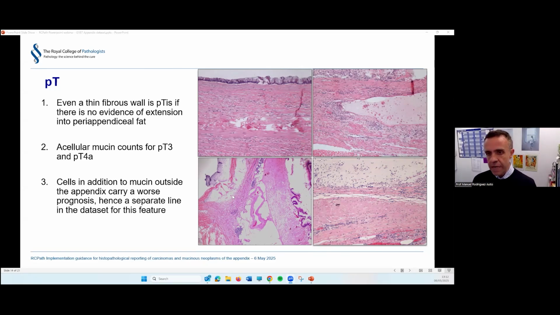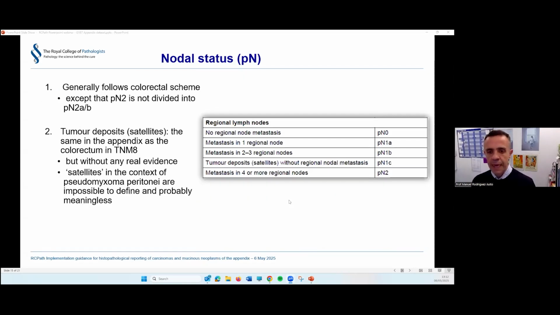And the other thing you have to remember, even when you have tumor cells in addition to the mucin, it's very important to record that in the guidelines, because the prognosis is going to be worse whether you have tumor cells in addition to the mucin. In terms of the lymph nodes, it's very similar to the lower GI. So we have the N1a, the N1b, and the N1c.